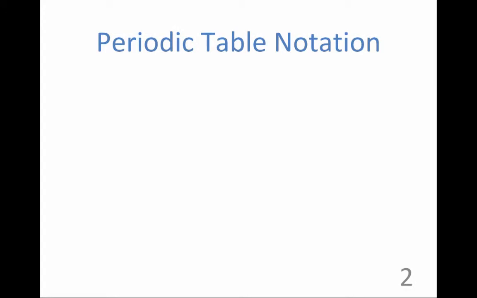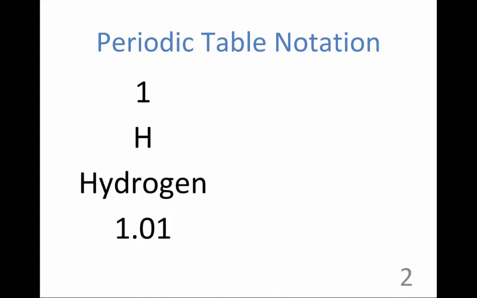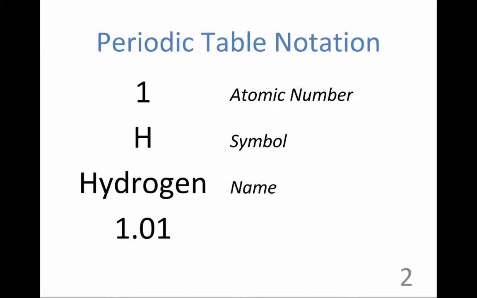You know right now periodic table notation. This is what you used to write your note cards last time. The top number is the atomic number. The letter or letter combination is the symbol. The word is the name. And the bottom number is the average atomic mass, or AAM.